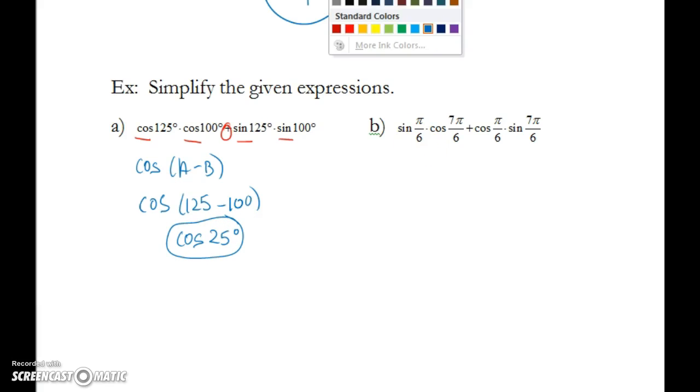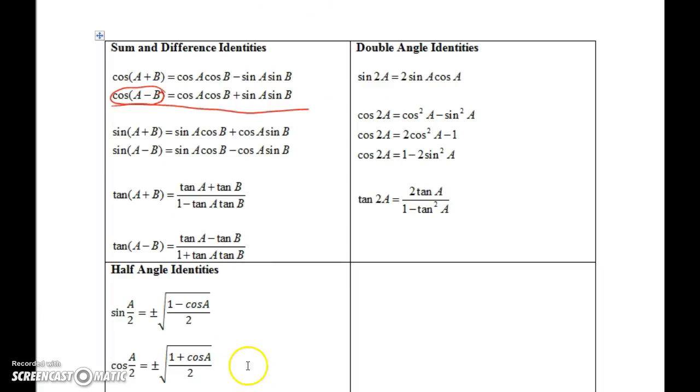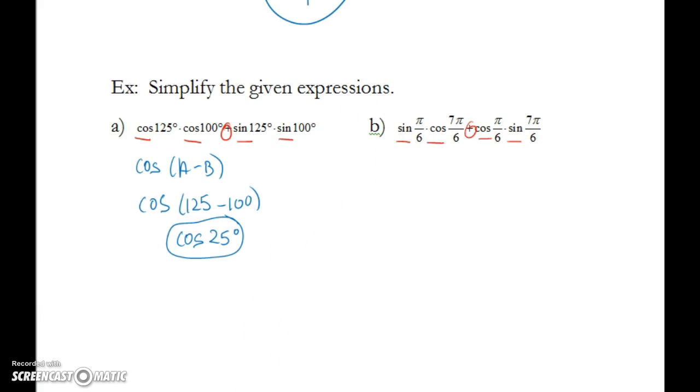Our second example, if we take a look, is in the form sine, cosine, plus cosine, sine. So if we go back to our formula sheet, sine, cosine, plus cosine, sine is this formula circled in green. Notice we have sine, cosine, plus cosine, sine. And that corresponds to the sine of A plus B. So going back to our problem here, this becomes the sine of A plus B, where A and B are pi over 6 and 7 pi over 6.